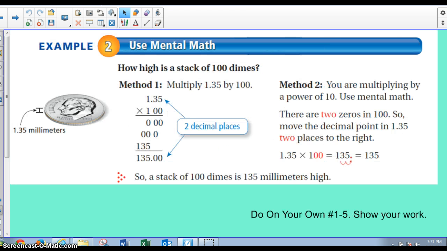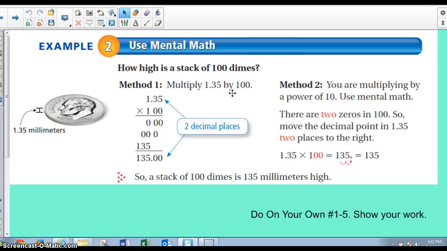Example 2, use mental math. How high is a stack of 100 dimes? Method 1, multiply 1.35 by 100. Once you get your answer, simple enough, here's your decimal point. There's only 2 decimal places to the right. There's no decimal point in 100. That's method 1. Method 2, you are multiplying by a power of 10.